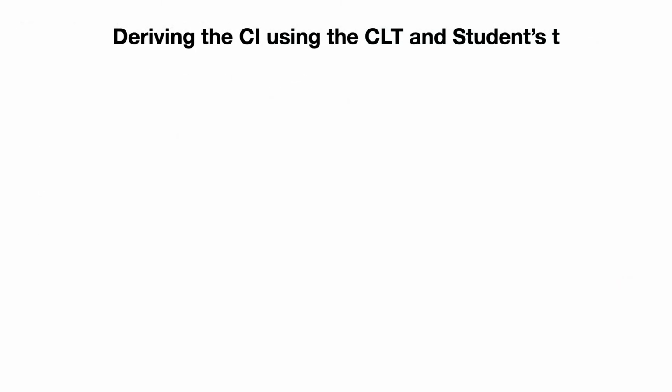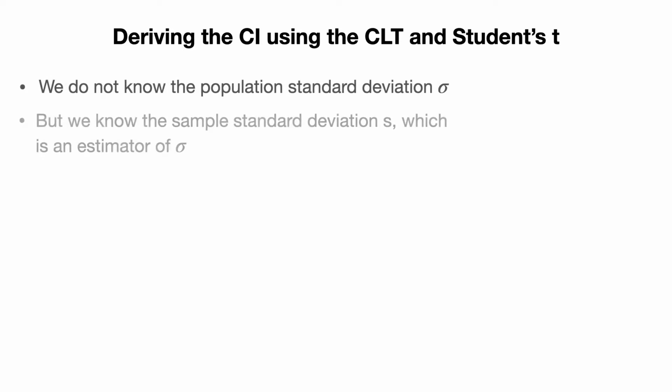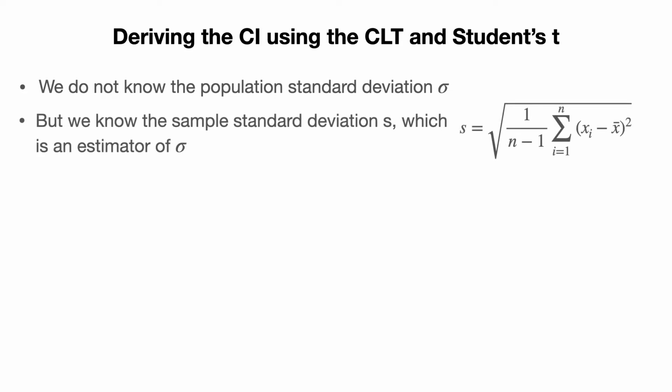Well, that's where the student's t-distribution comes in handy, because we don't know the population standard deviation, but we can estimate it, similar to what we did before with the sample estimation for the population mean. So we have a formula for the sample standard deviation. One thing to keep in mind is that we have n-1 there. That is different from the population standard deviation, where it's just 1 over n. There are reasons for that, but that's outside of the scope of this lecture.